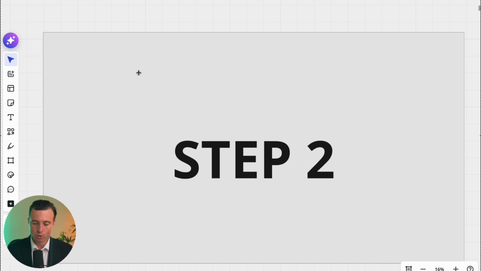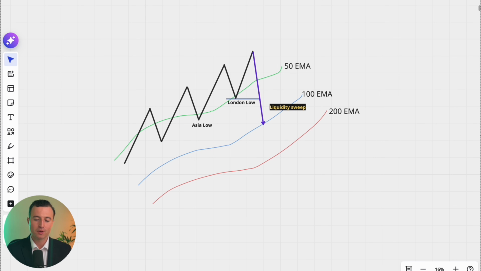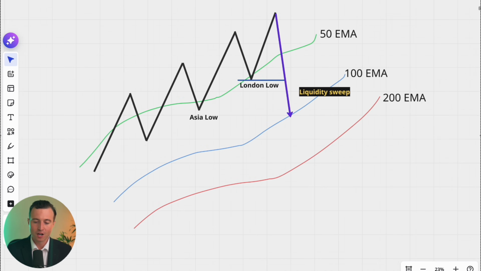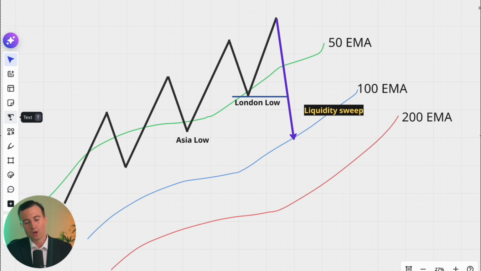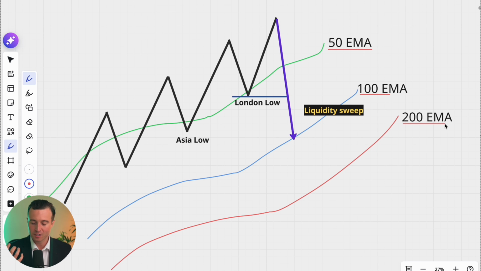Step number 2 will allow you to time the market correctly. And so step number 2 is a session-based liquidity sweep. So let's say that we had identified a long bias market, right? The 50, 100, 200 EMA based on the framework that I've just given you.